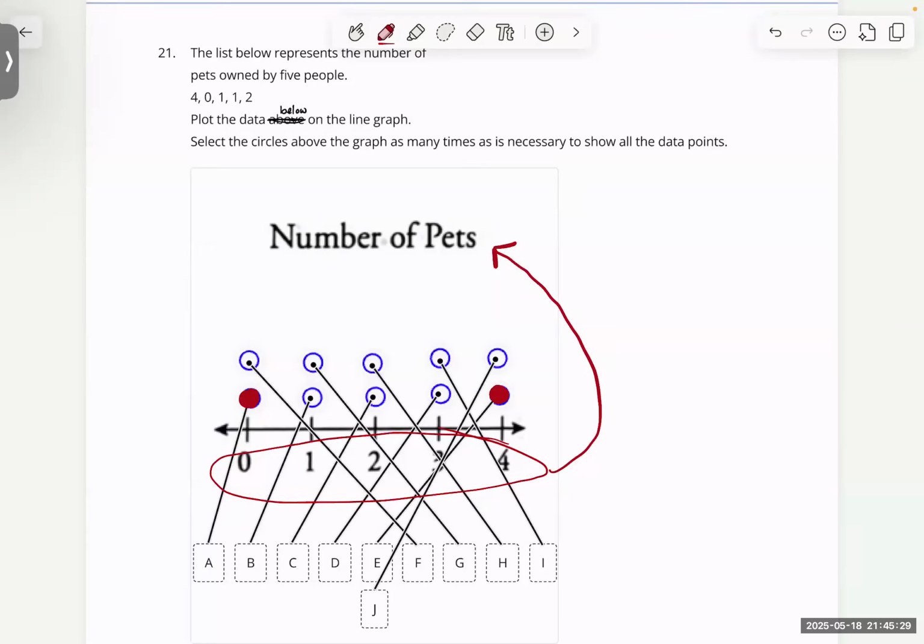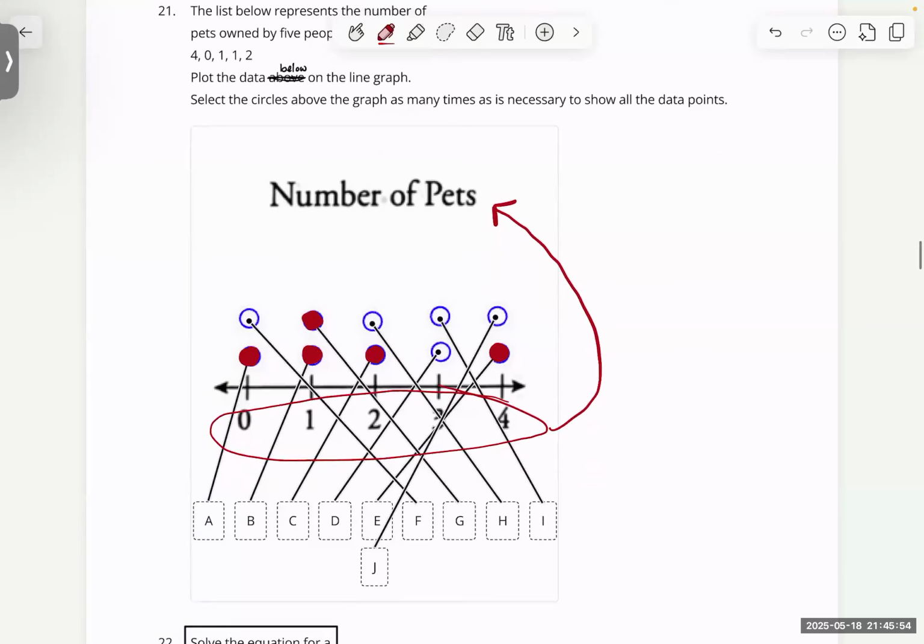Okay, 2 people own 1 pet. So I have to circle 2 here, because 2 people own 1 pet. And 1 person owns 2 pets. And 3 is not circled because none of the 5 people own 3 pets. This is your answer. When you put it in the computer, it'll give you straightforward instructions to just select how many circles.